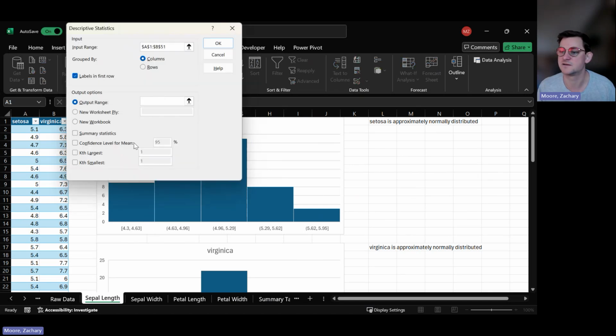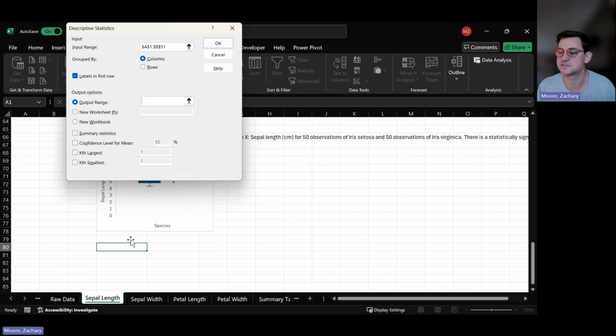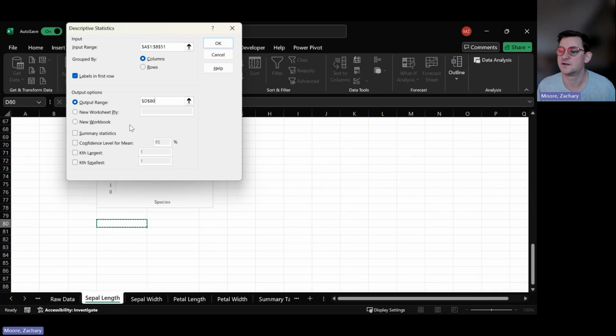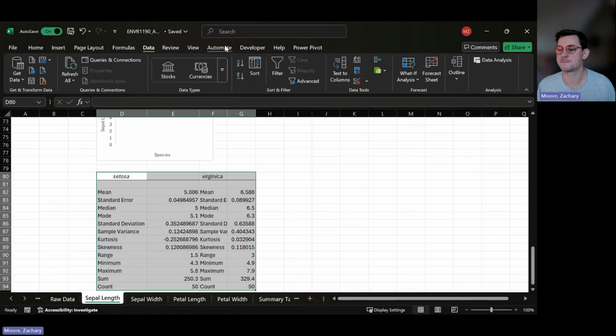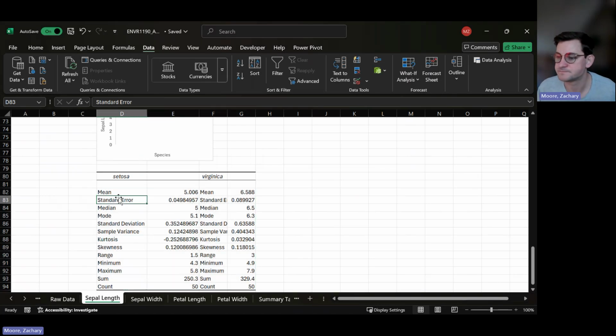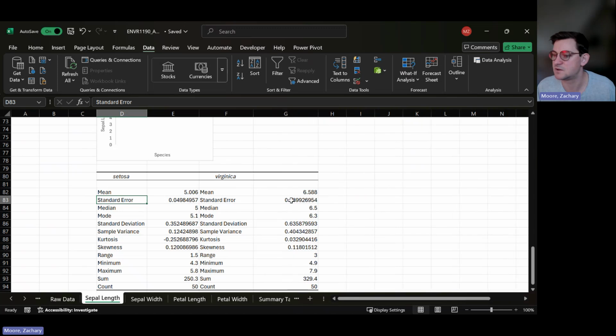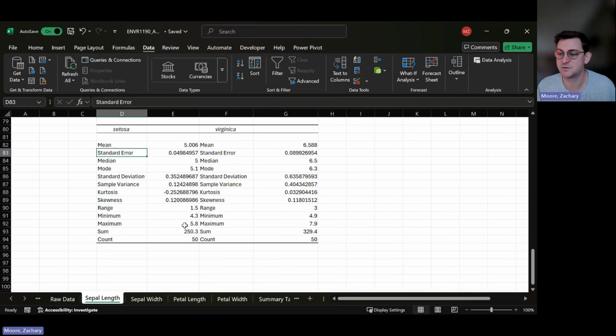So we click in there and we say, I want you to put this right at the bottom here. And we can pick what things that we want. So summary statistics, confidence level for the mean, and then the largest and the smallest. But we're just going to pick the summary statistics. And we make sure that it knows that it's grouped by columns, not by rows, and we press OK. So now you see that we have this table that gives us a bunch of really cool stuff.